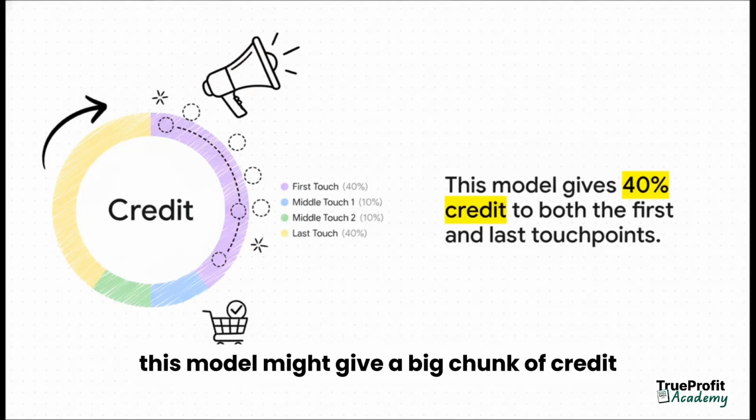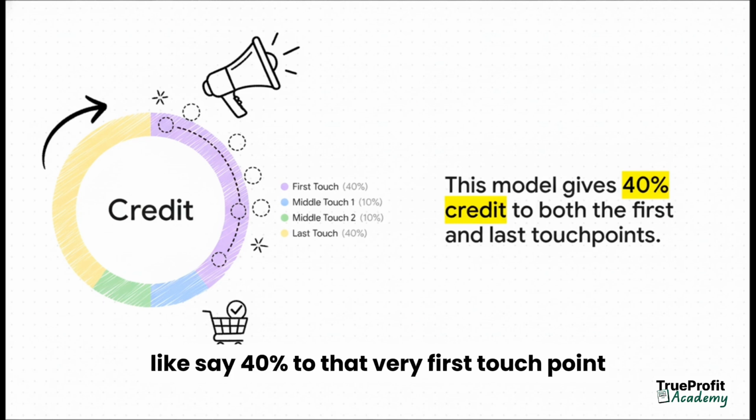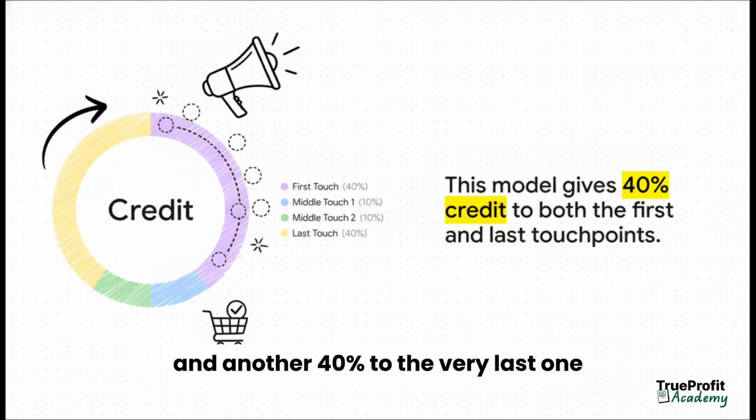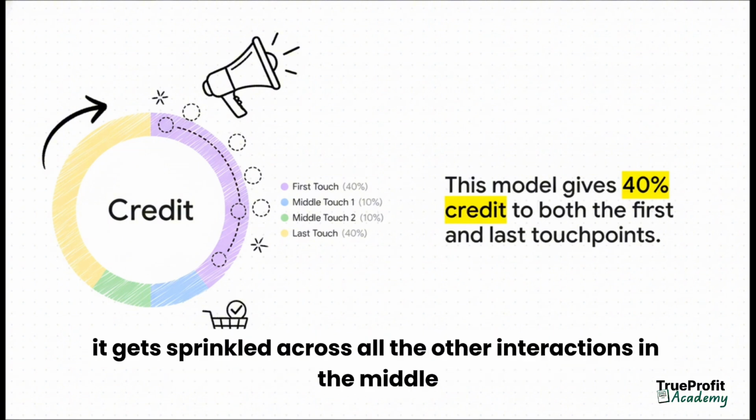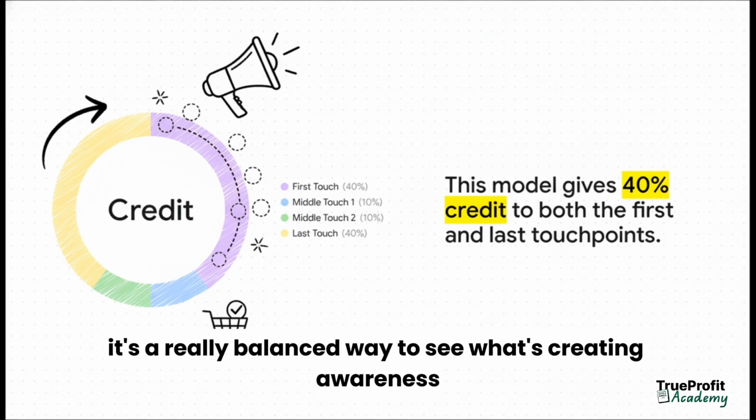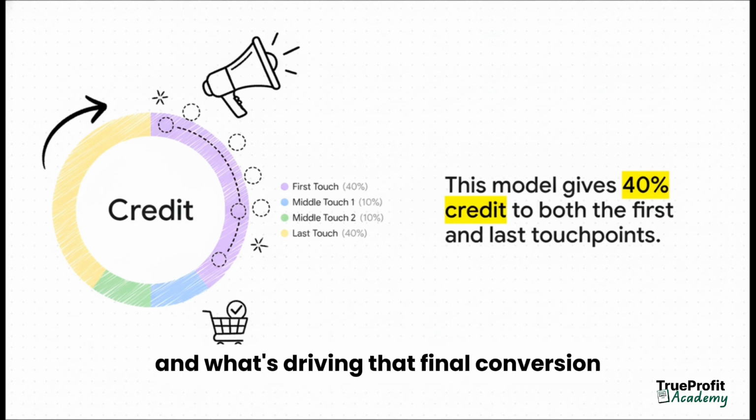This model might give a big chunk of credit, like say 40%, to that very first touch point, and another 40% to the very last one. Then that 20% left over gets sprinkled across all the other interactions in the middle. It's a really balanced way to see what's creating awareness and what's driving that final conversion.